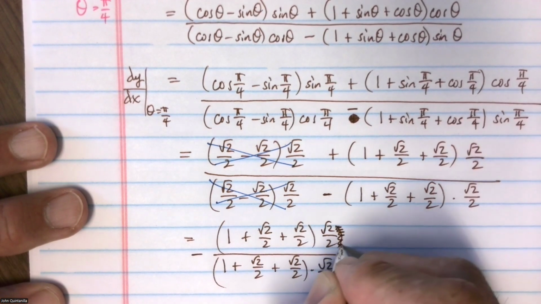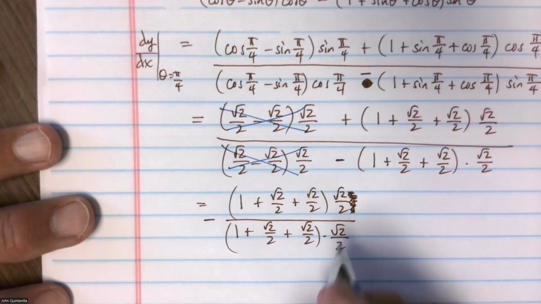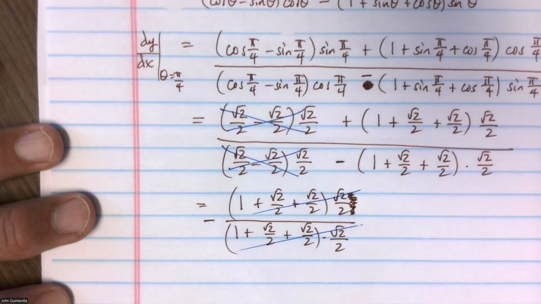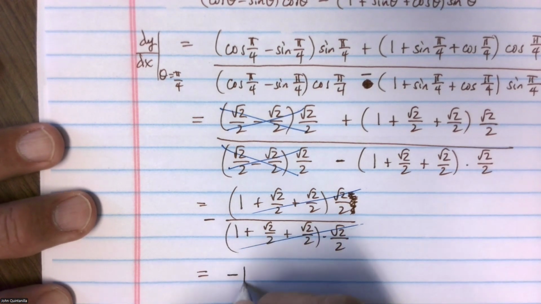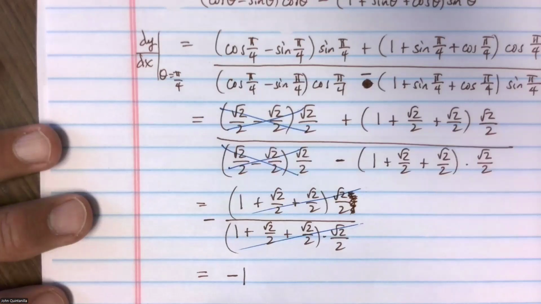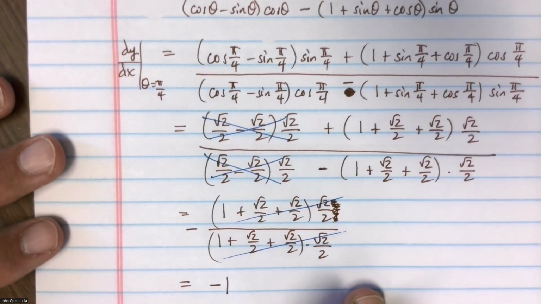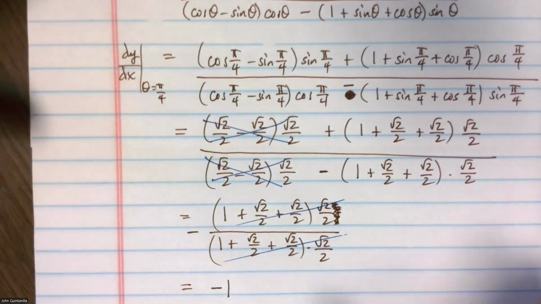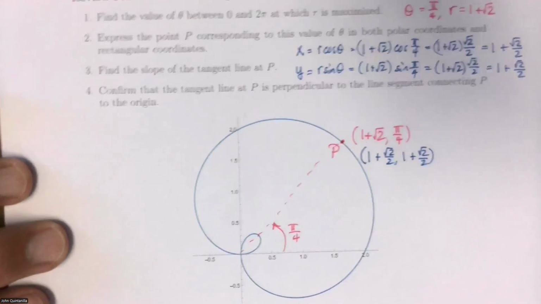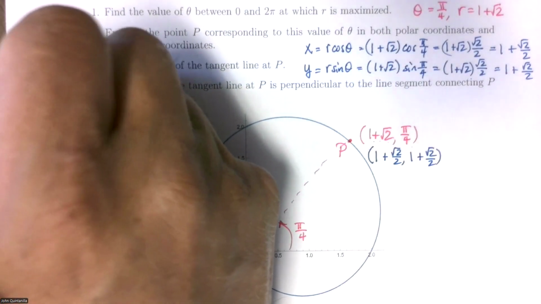And I shouldn't have had a parentheses there. Now I could simplify, but I noticed that everything cancels, and so this works out to be simply negative 1. And so the slope of the tangent line at that point works out to be -1. So coming up here, the slope of the tangent line works out to be -1.